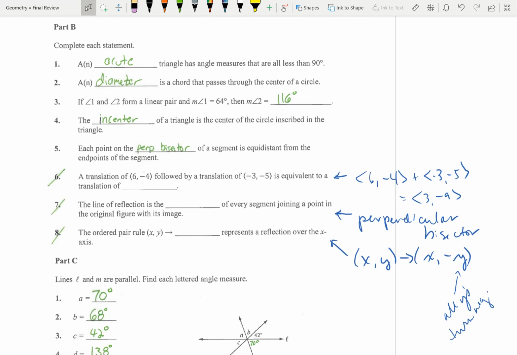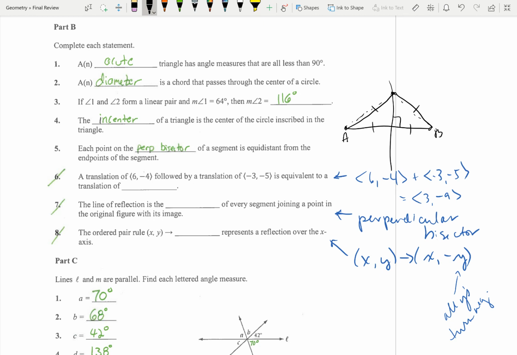Each point on the perpendicular bisector of a segment is equidistant from the endpoints of the segment. So that is saying that if you have the endpoints of the segment, we'll call them A and B, and a perpendicular bisector in the middle, each point on it is equidistant from A and B. Meaning that if you were to draw a triangle here, the triangle would be isosceles, right? So there's that side. Well, this distance is the same. That's what that's saying.